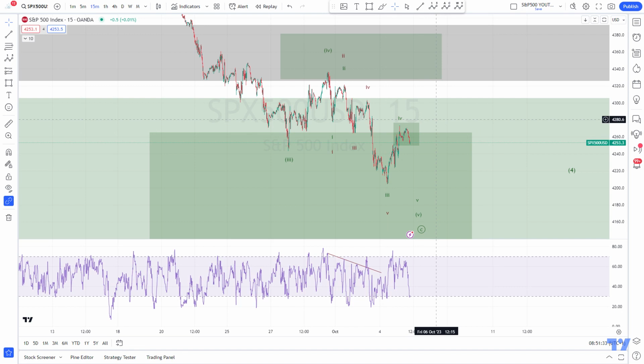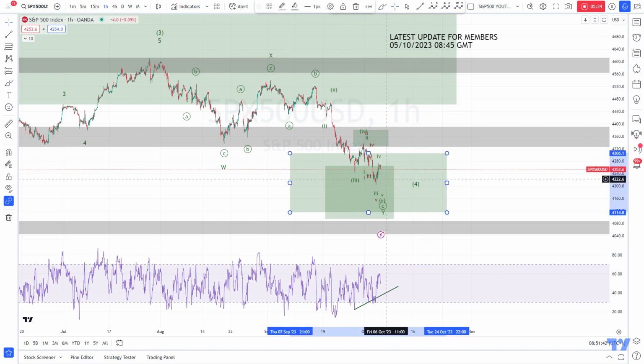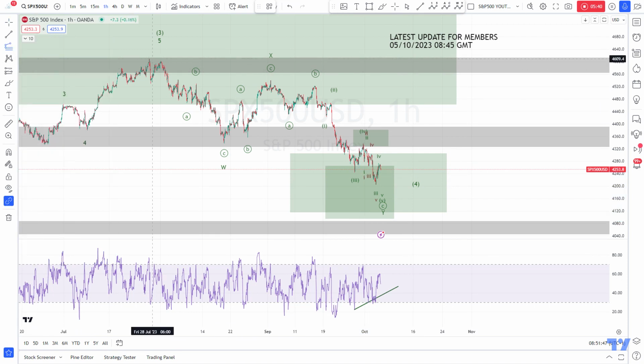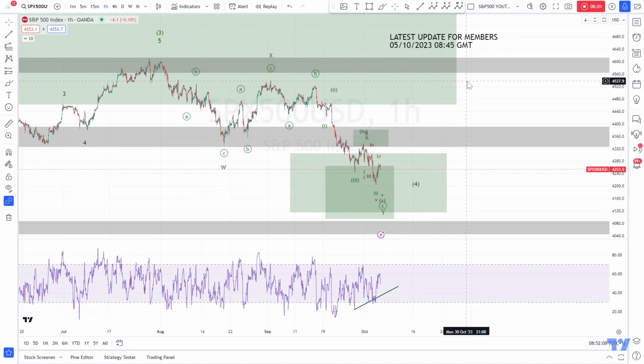Okay, then what makes me believe that we can start to reverse from here? First of all, we are in the wave 4 area. We are also here in the equal leg area. If this is our corrective move here as a WXY, if we take the length of the wave W, the length of the wave X, then here we are in the area between the 1 and the 1.618 Fib extension. And this is typically the area where the reaction happens.